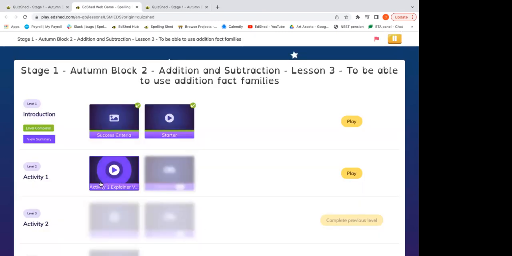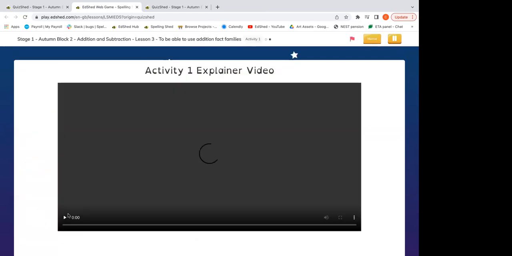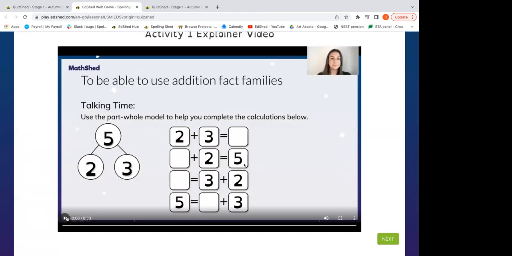And then we've got an explainer video for activity 1, which again gives the children just some more examples as they go through. Now we're going to use the part whole model to help you complete the calculations below. You can see we have the total at the top and then the 2 parts. So we've got 2 add 3 equals 5. Something add 2 equals 5.